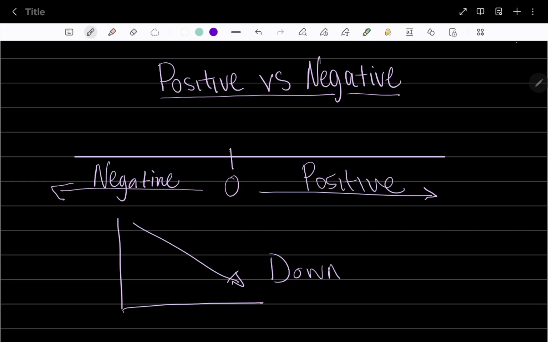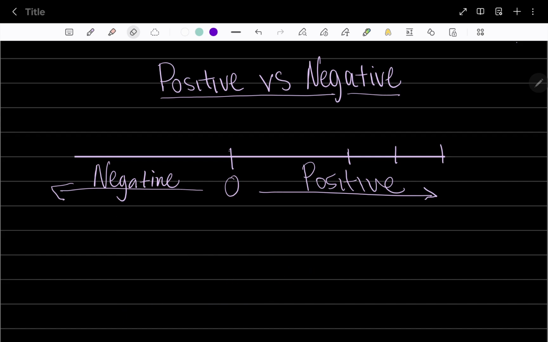Now, with positive numbers, the more you go to the right of the graph, you will have a larger number. So, for an example, if we have 2 and we have 15, 15 is larger than 2 because it's a larger number.